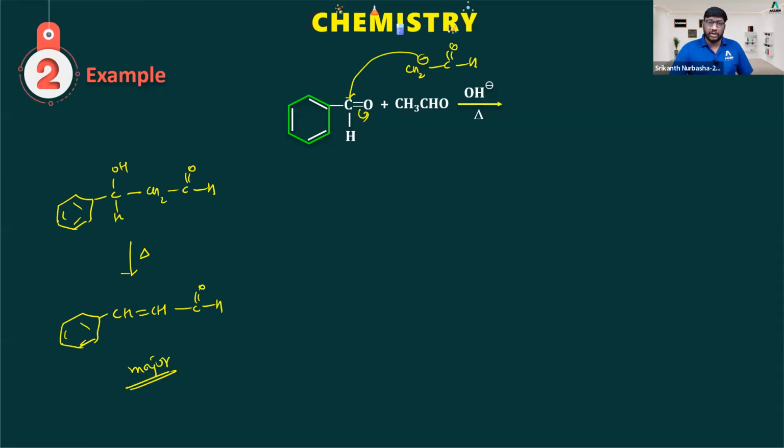Yes or no? What is that product also called as? Ph CH=CH CHO is cinnamaldehyde. C6H5 CH=CH CHO is also called as cinnamaldehyde.